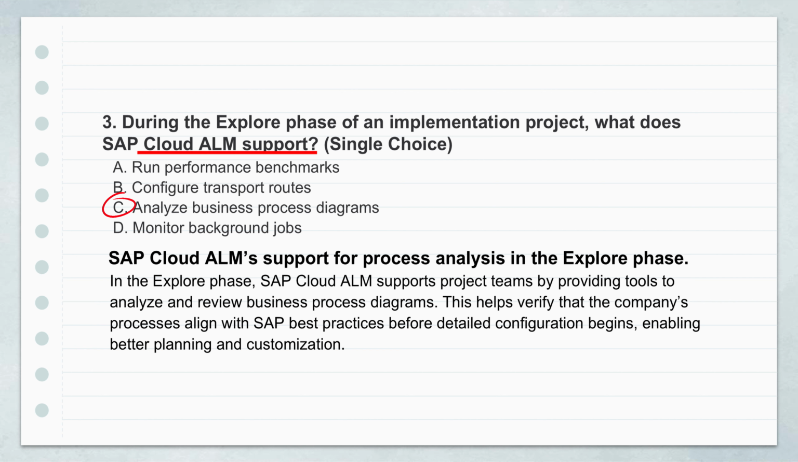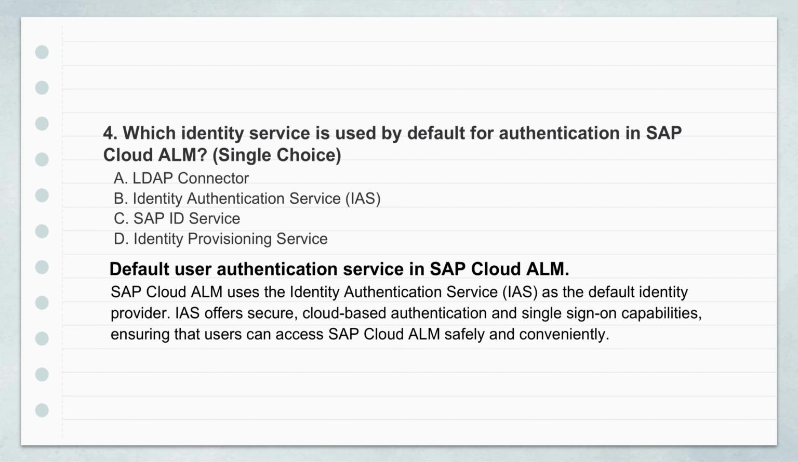Let's pivot to something more technical that pops up, authentication. Which service does the exam material say is the default for logging into SAP Cloud ALM? The source is very specific on this one. It's the Identity Authentication Service, or IAS. IAS, okay. And the why behind that? Why IAS by default? The rationale given is that IAS provides secure, cloud-based, single sign-on, SSO, and user management.